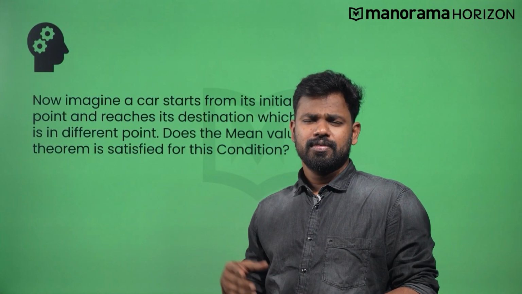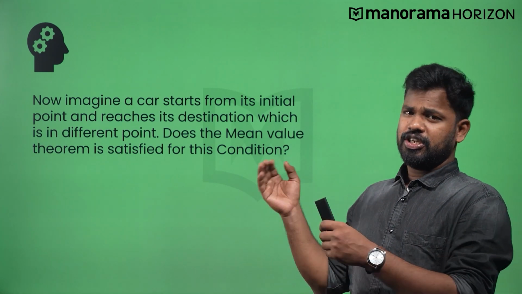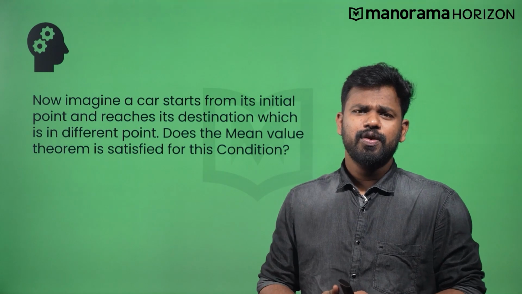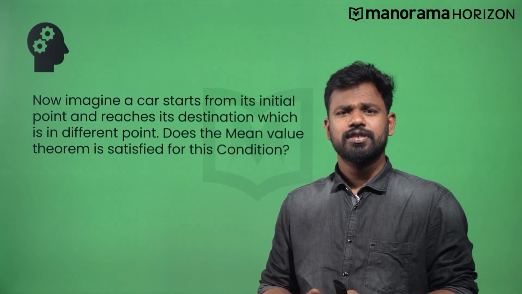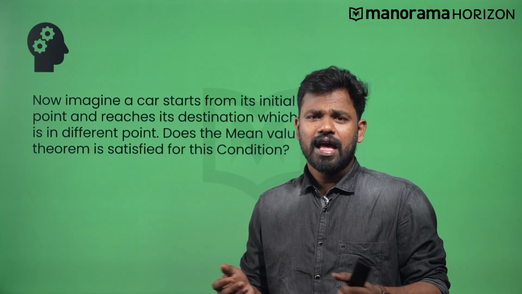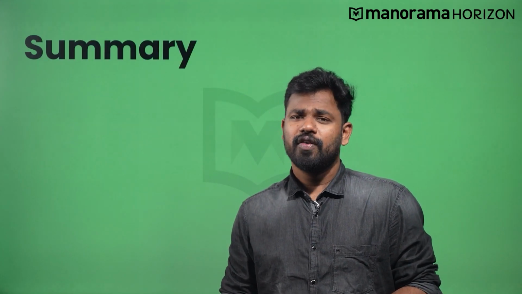So now we have studied the different conditions for the mean value theorem. Imagine a car which starts from its initial point and reaches its destination, which is in a different point. Does the mean value theorem get satisfied in this particular condition? With the knowledge gained from this session, please try to do this question. And now let's have a quick recap of what all we have learned.